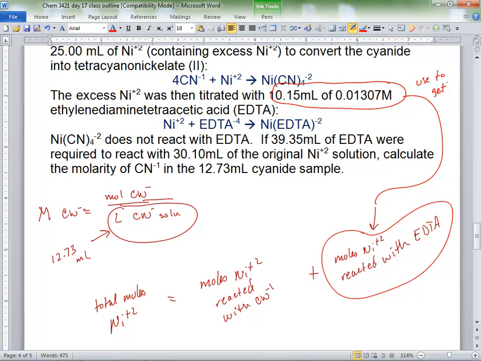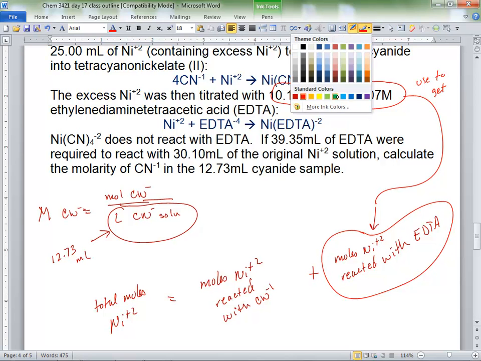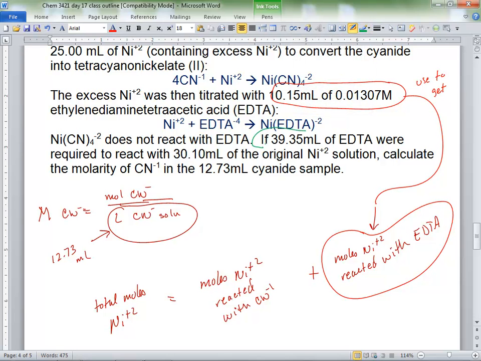Usually in those questions, they tell you the concentration of the stuff. You're dumping it in excess, so you think you'd know what the concentration is. But they said, no, you've got to figure it out. You see that at the very end? Right here. Let's make that a different color. You've got to figure it out. If 39.35 mL of EDTA were required to react with 30.1 mL of the original nickel, then calculate the molarity. Oh, that's the wrong one. 39.3. We're looking at that excess.